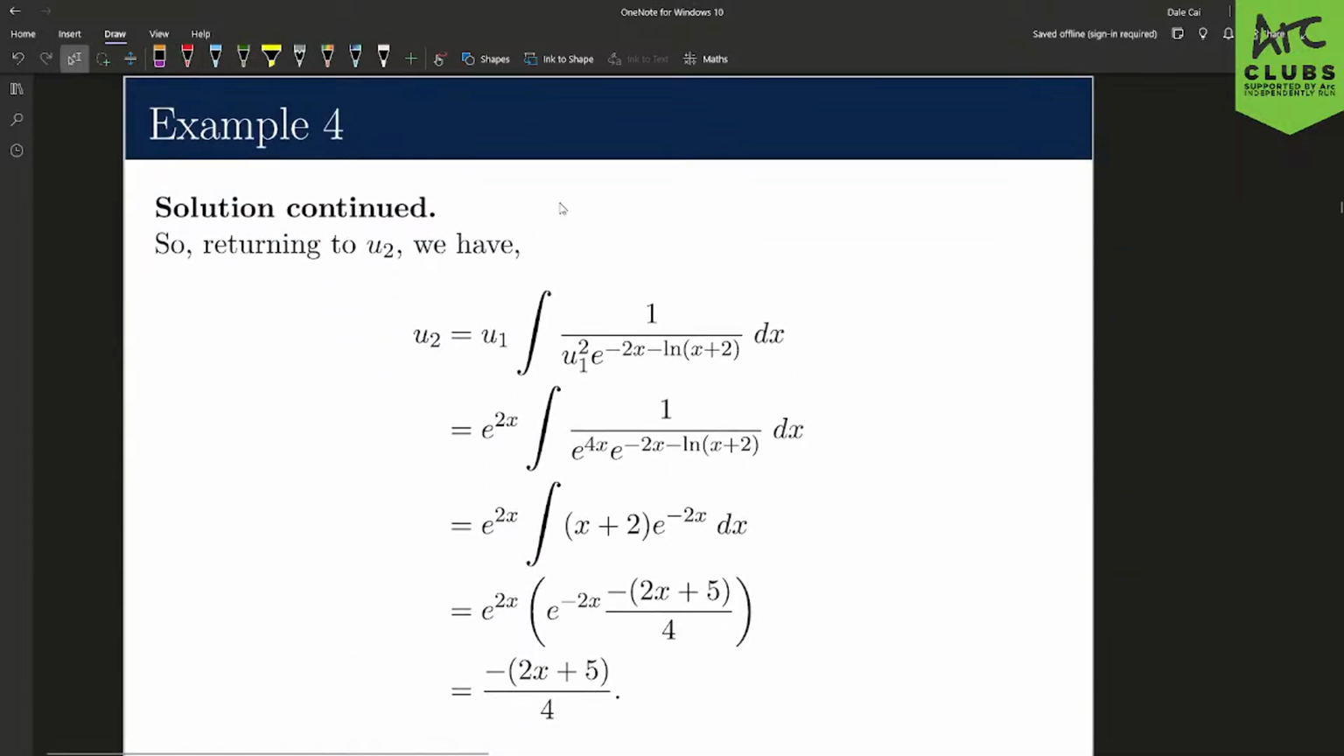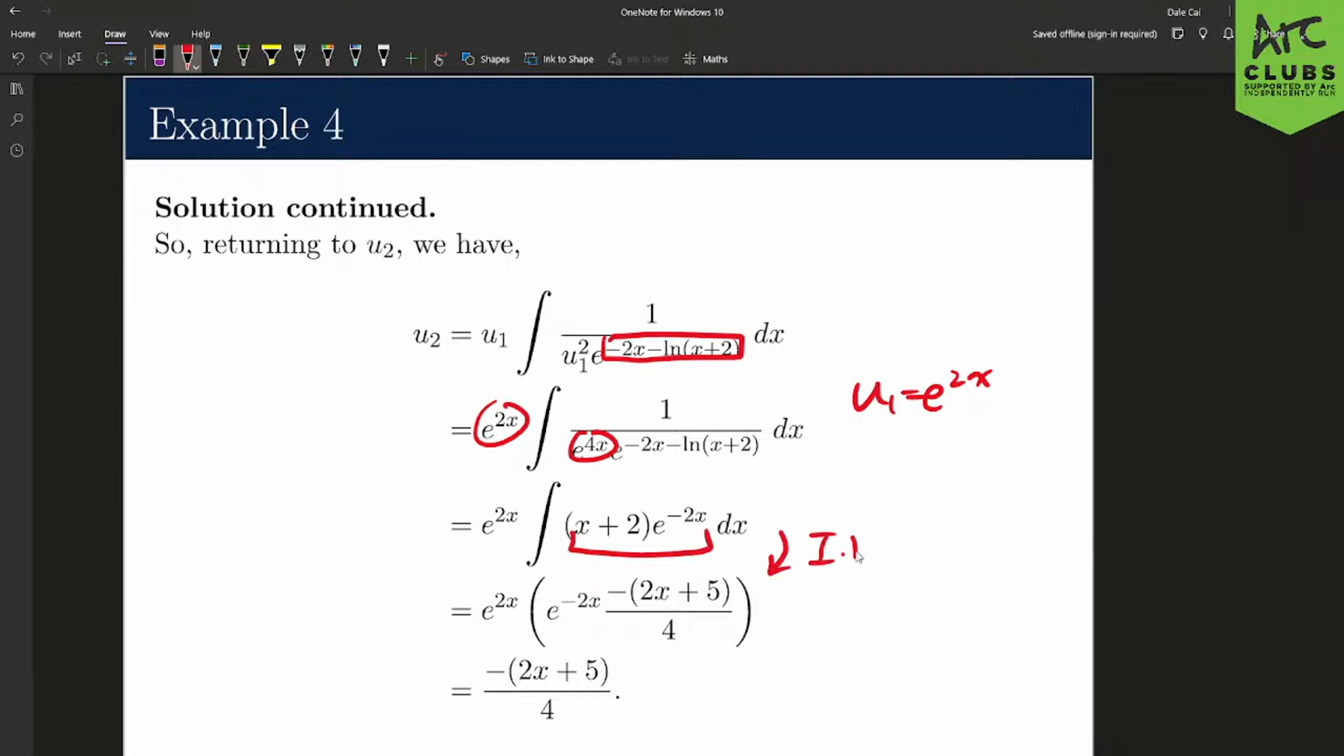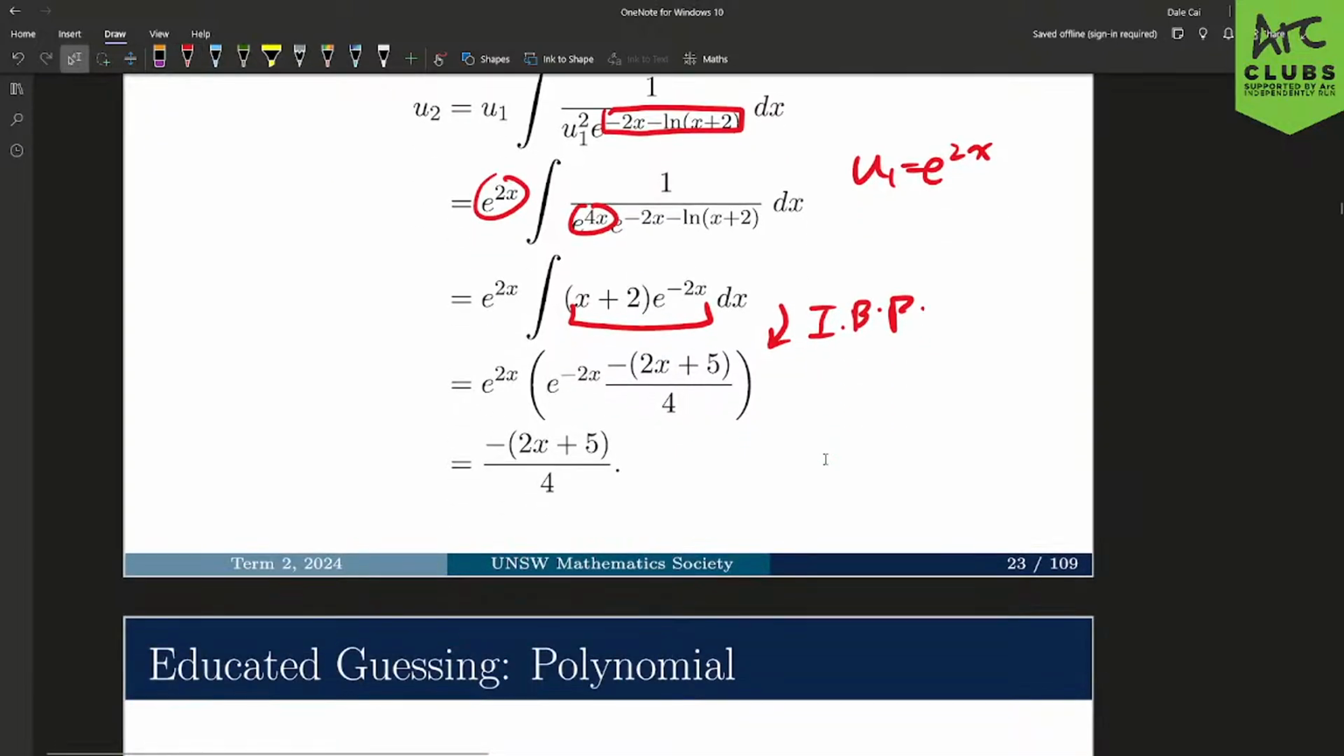u2 equals u1 times the integral of 1 over u1 squared times e to the thing that we just found. And then I'm going to replace u1 with e^(2x) because that's what it is. You get e^(2x) here, e^(4x) here, everything else is the same. It simplifies to this integral, which you can do by parts. Once you use by parts, you'll get this result, which simplifies to negative (2x + 5)/4.